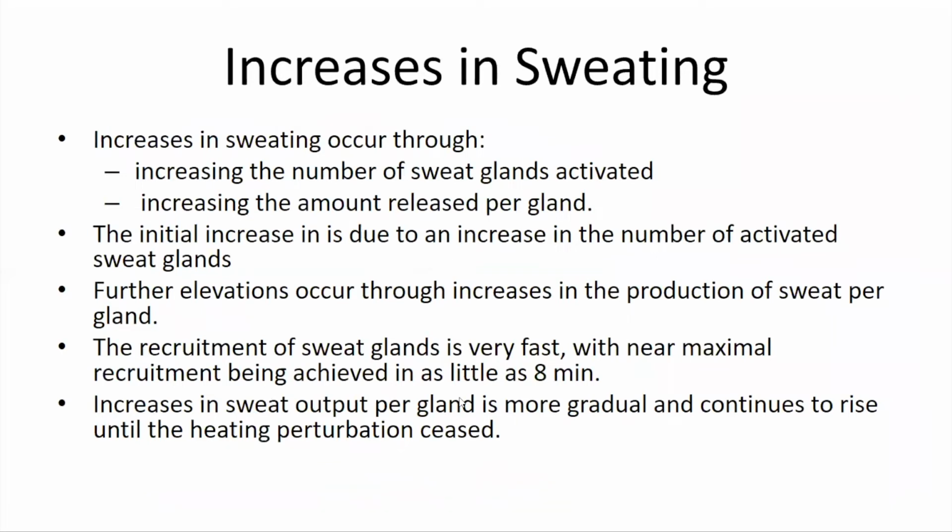So we can increase our sweat by increasing our onset of sweating, so we can start sweating sooner. We can increase the number of sweat glands activated and increase the amount of sweat produced by each sweat gland. So maximal recruitment can be achieved in as little as 8 minutes. The more heat acclimated you are, the earlier onset of sweating occurs, and the more dilute sweat you will also sweat.